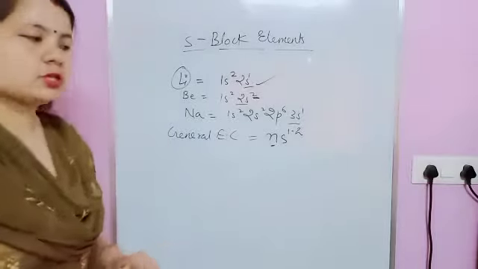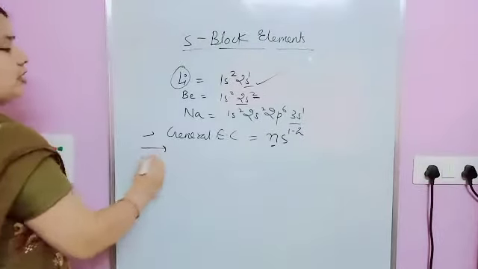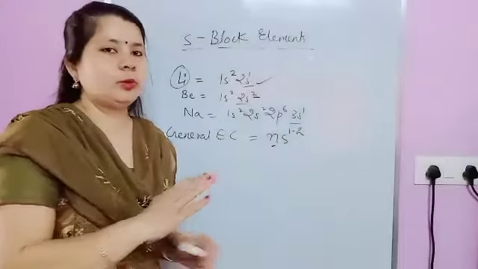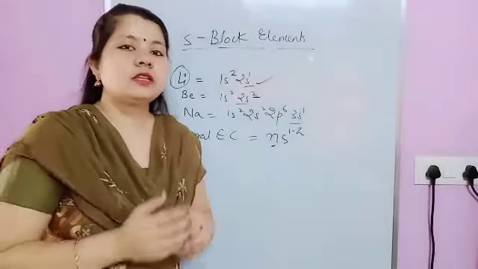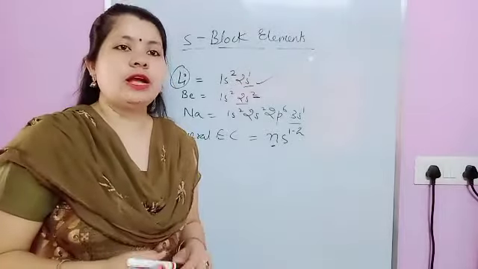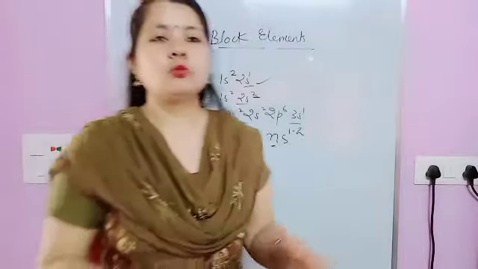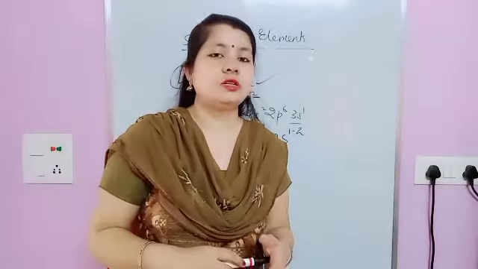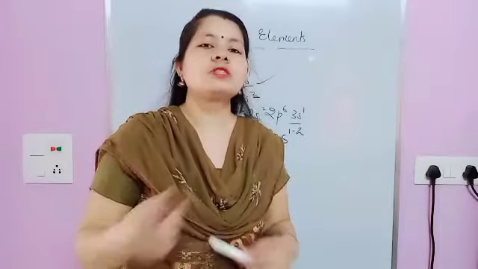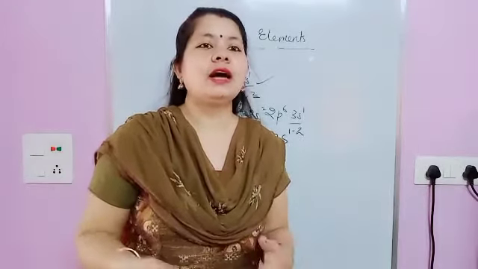Now this is clear to you. That is one thing. Another thing we have is that they have low melting and boiling points. Another thing: because the outermost shell has 1 or 2 electrons, they have a tendency to lose electrons and become positively charged ions, that is, cations.